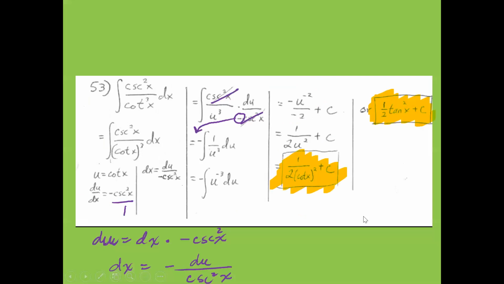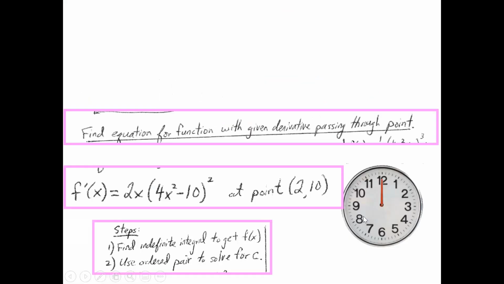All right, let's go on to the next one. All right, so this one says find the equation of a function with a given derivative passing through the point. So we've done this before in the first semester with derivatives where they ask you for in point slope form, but this one you have to use a U sub. So pause the video and give that a try.